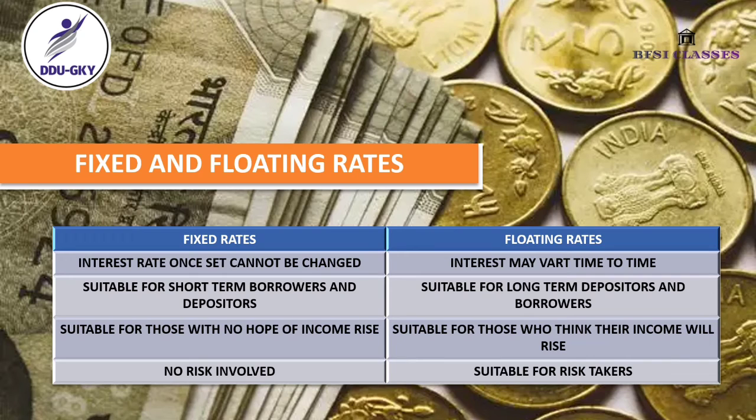In a fixed interest rate, the interest rate once set cannot be changed, while in the case of floating rate, interest may vary from time to time. Fixed interest rates are suitable for short-term borrowers and depositors, while floating rates are suitable for long-term depositors and borrowers. Fixed rates are suitable for those with no hope of income rise, while those who think their income will rise can select the floating rate. In selecting fixed rates, there are no risks involved, but floating rates are subject to risk and are suitable for risk takers.